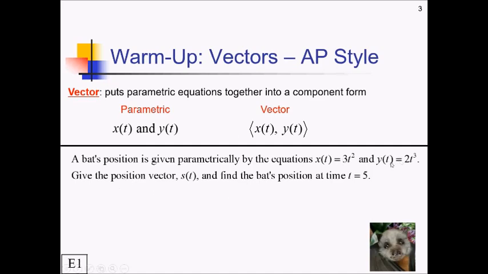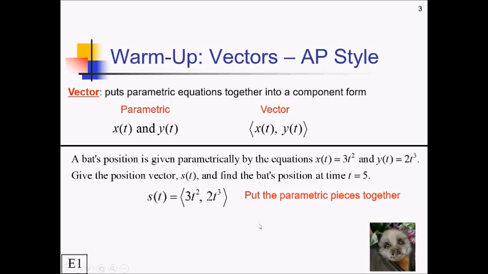So all we really have to do for the position vector, since we already know the x and the y coordinates, is just to put those parametric pieces together into this component form. So for s of t, we can write 3t squared, that was x of t, comma 2t cubed. And the funny part is, since they defined x of t and y of t, if this were a free response, you could have just written x of t comma y of t and gotten credit. But this is a little bit more explicit.